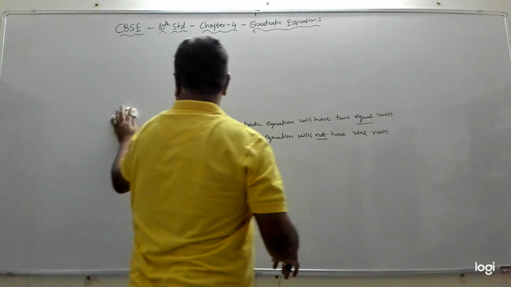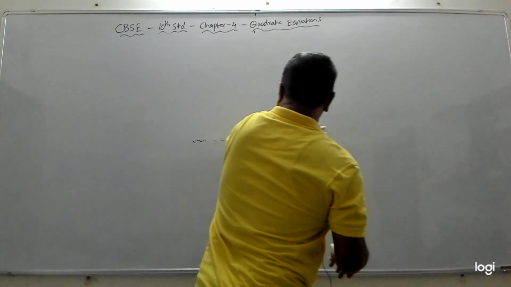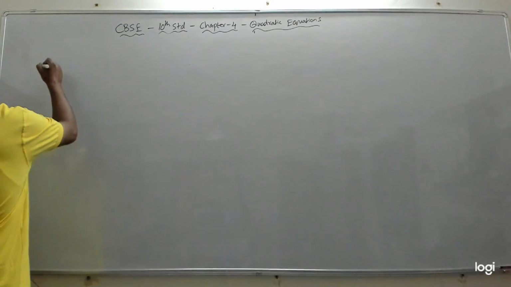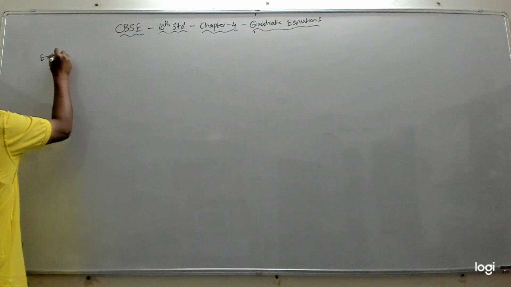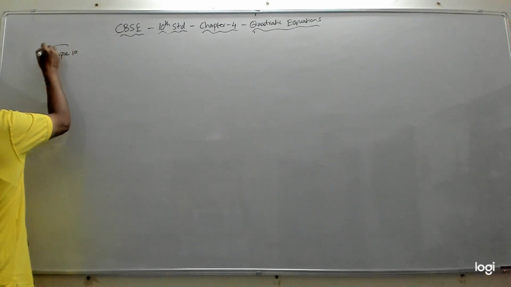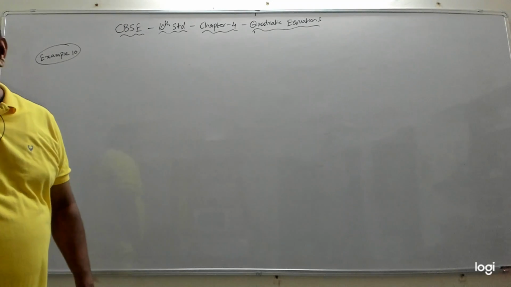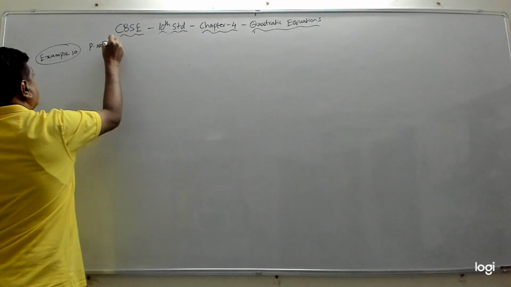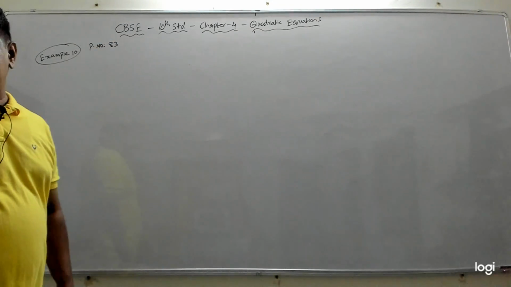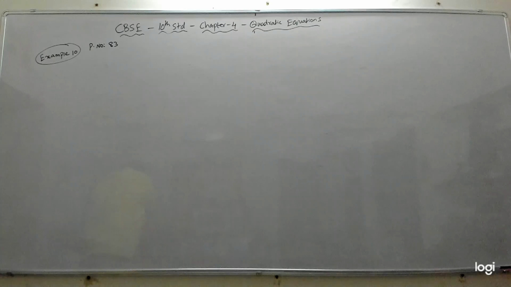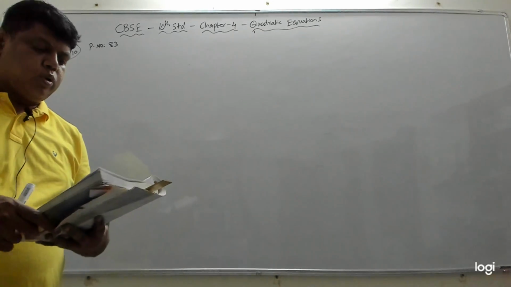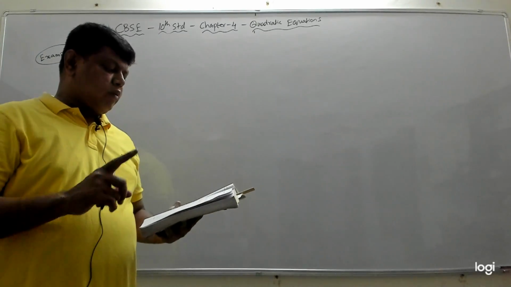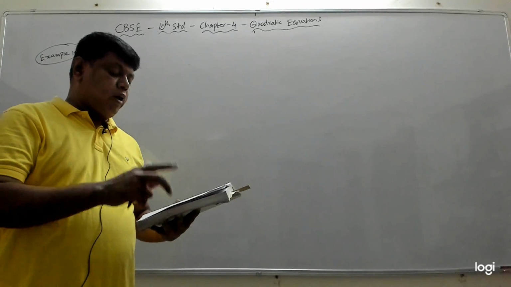Okay, so we will do example 10 in your textbook, on page number 83. What it says is: solve the second question, first subdivision of exercise 4.1 using the quadratic formula.